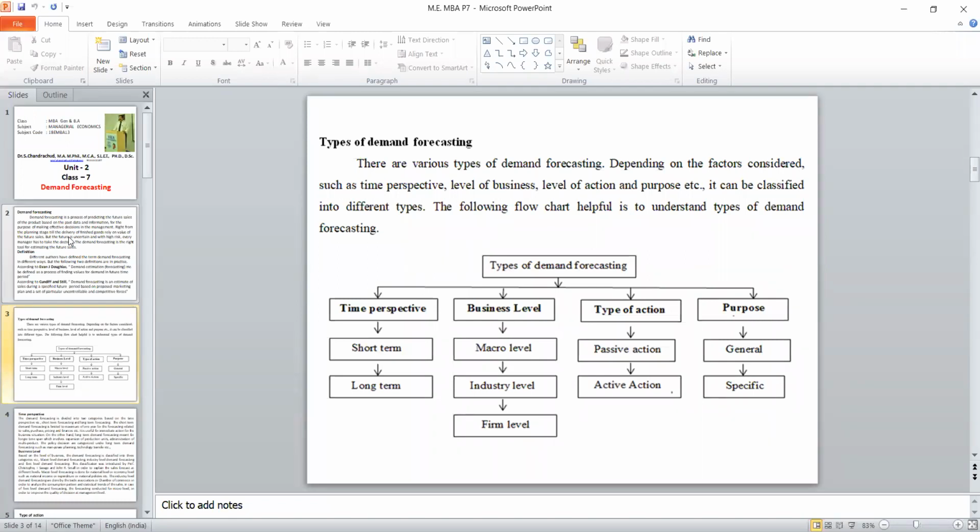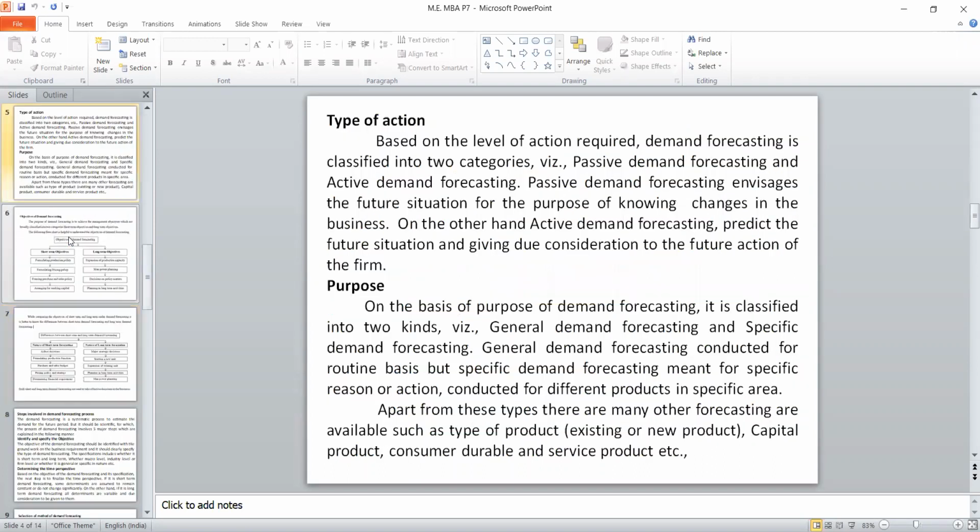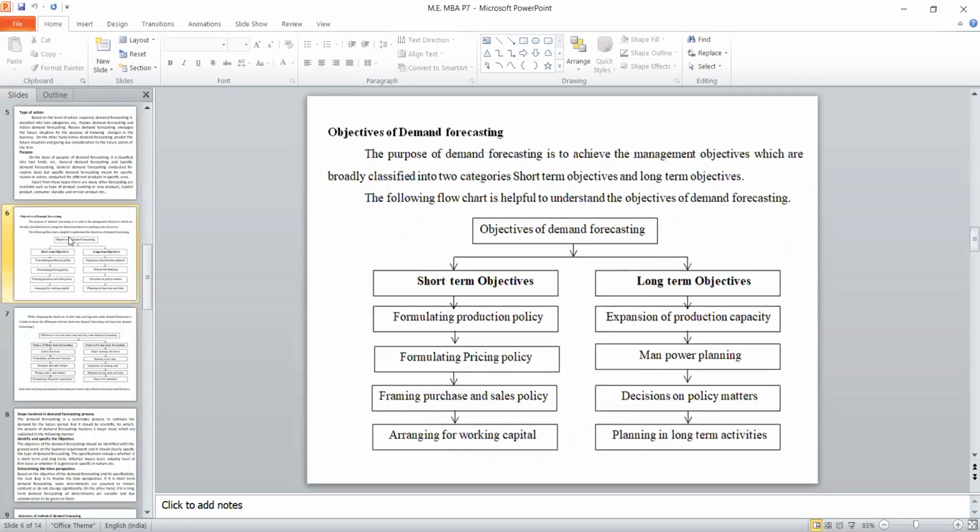I'm just refreshing that. Once we know the different types, an often asked question is to distinguish between long-term demand forecasting and short-term demand forecasting. The answer is in the next slide, but before that, write the list of objectives of demand forecasting. The objectives are classified into 2 categories, short-term objectives and long-term objectives. These 5 points are also the difference between long-term and short-term. Once you understand the objective, it's easy to apply the different methods.